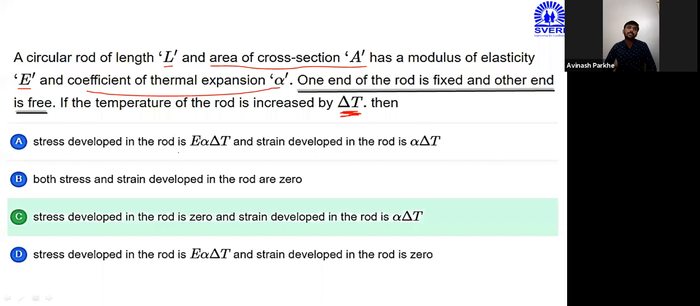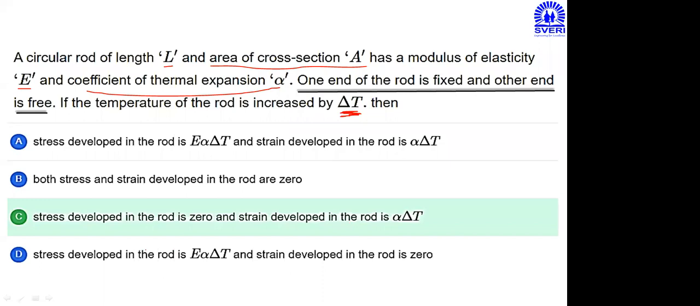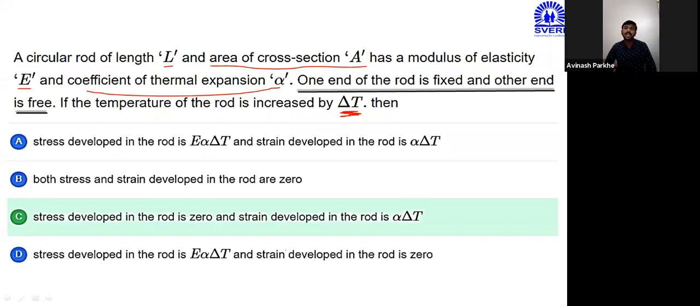Stress developed in the rod is E into alpha into delta T and strain in the rod is alpha into delta T. Second option, both stress and strain developed in the rod is 0. Third, stress developed in the rod is 0 and strain developed in the rod is alpha into delta T. Then stress developed in the rod is alpha into delta T and strain developed in the rod is equal to 0. So these are the four options.